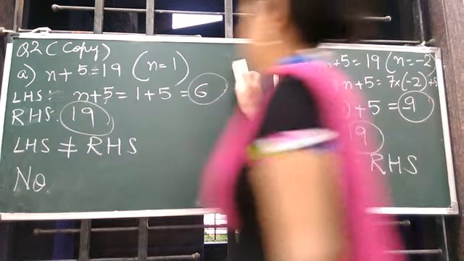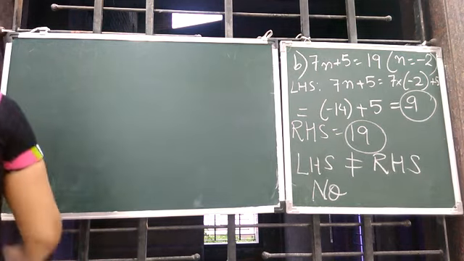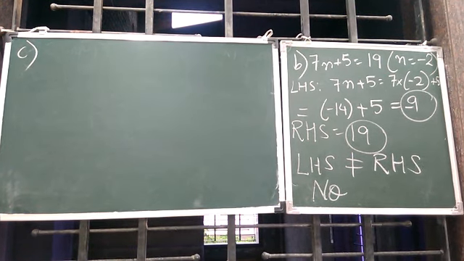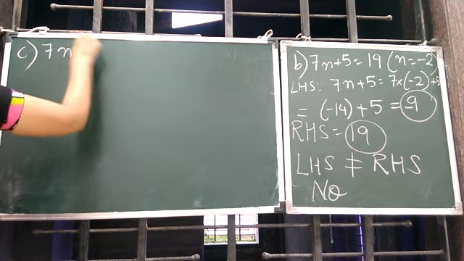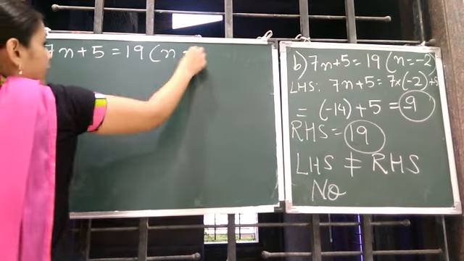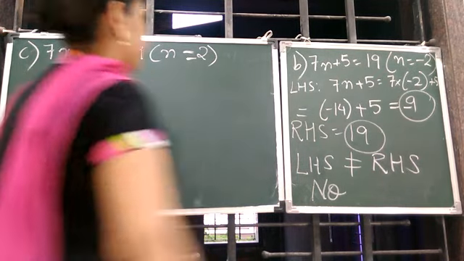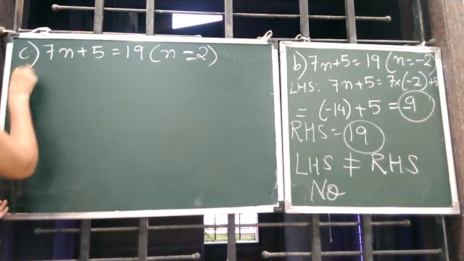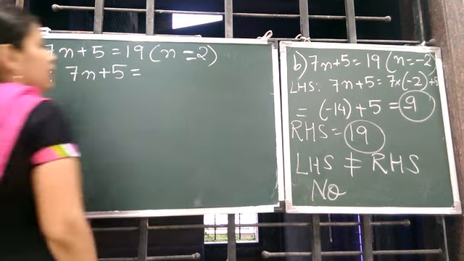Now, we will start C. What is C? 7n plus 5 is equal to 19. n is equal to 2. That means if we put the value of n as 2, LHS should be equal to RHS. So first let's solve the LHS, that is the left hand side, by putting the value.